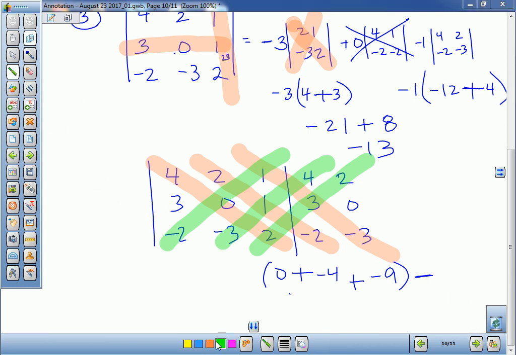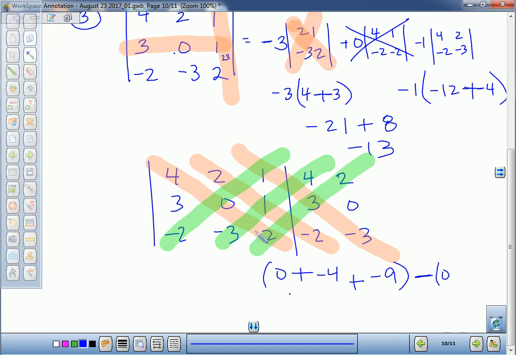If I had a highlighter in my test, I would do that. Any diagonal that has a 0 in it, the product has to be 0. That's how I got a 0 here. Because anytime there's a 0 in your diagonal, the product has to be 0. So 0 plus negative 12 plus 12. So what is negative 13 minus 0? Negative 13.